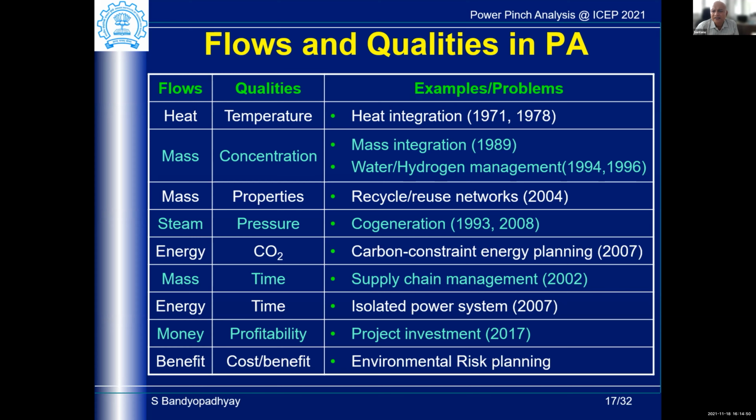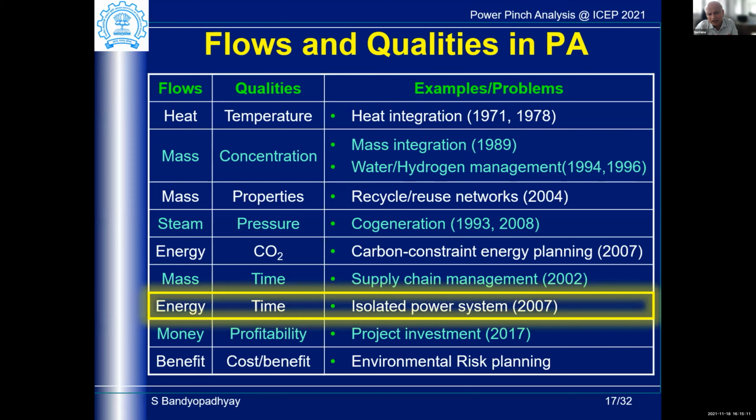mass and properties, recycle streams, steam, pressure, cogeneration systems, energy, CO2, carbon constrained energy planning, mass, time, it can be supply chain management, money, profitability is project investment. Then you can also have environmental risk planning and so on and so forth. This list is not exhaustive.